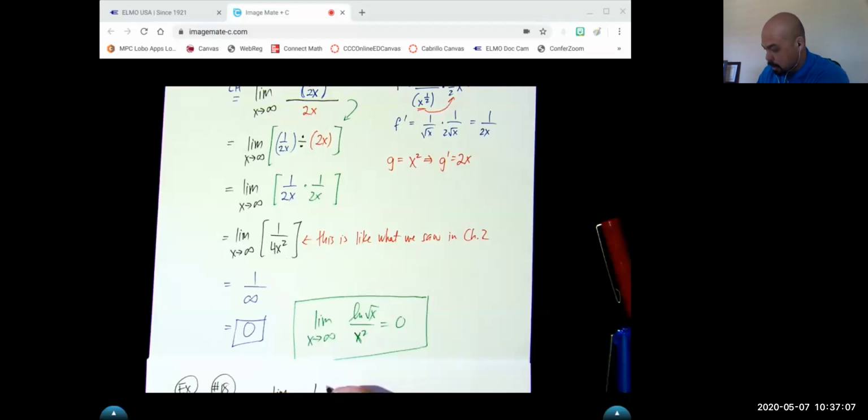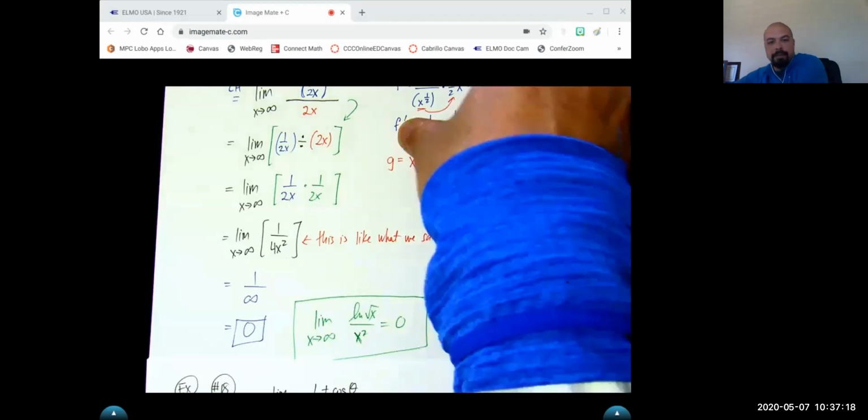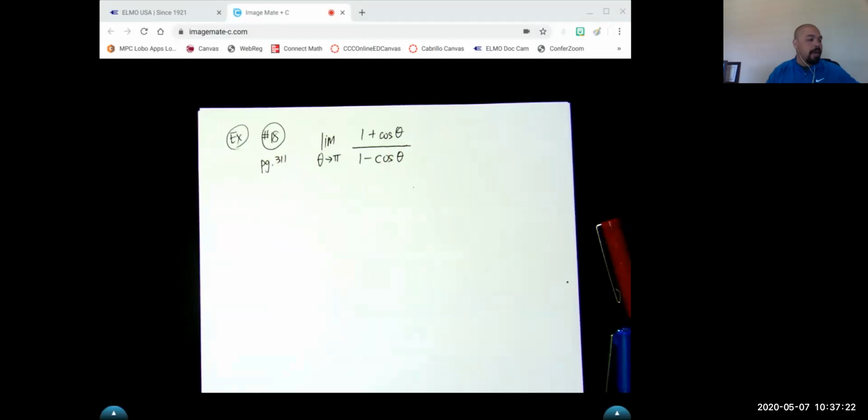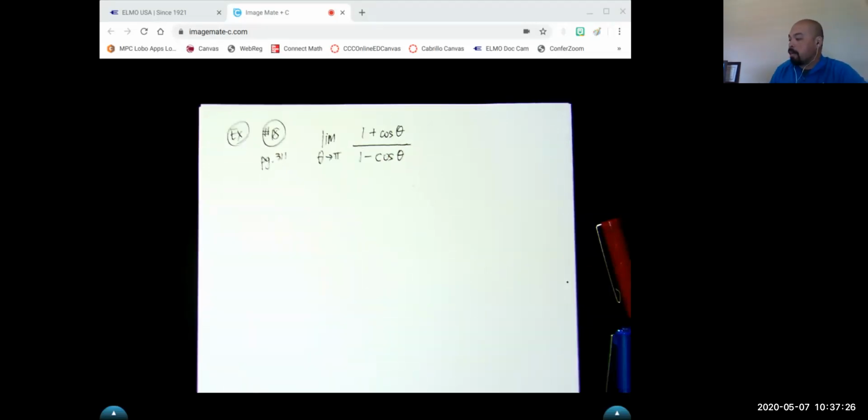Numerator, 1 plus the cosine of theta. Denominator, 1 minus the cosine of theta. Okay, and there's probably some other techniques we could use. Some other techniques we could bring in and incorporate, right? Even all the work we had done back in chapter 2, we could talk about.